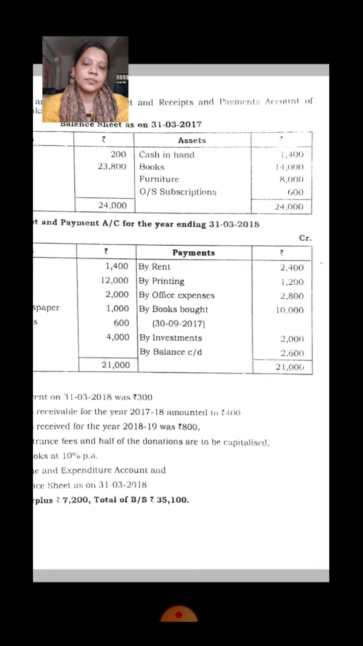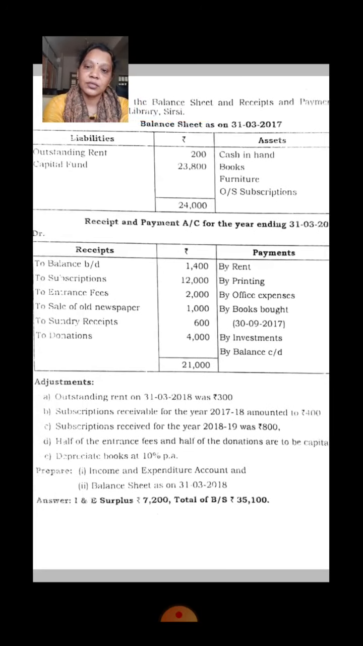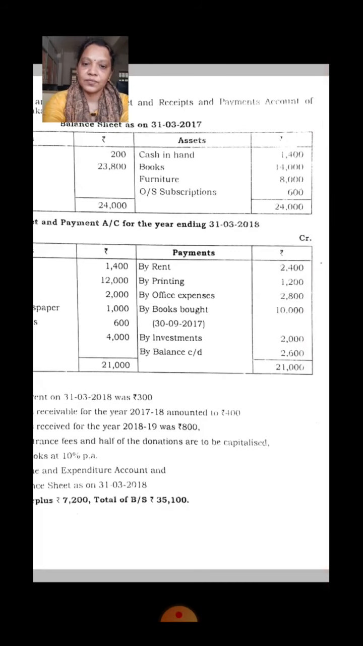Next comes the payment side. First one is rent. Okay, and this rent includes last year's rent which was outstanding in the last year, which we paid this year. So deduct that 200 from 2,400, right? Then printing 1,200, office expenses 2,800, all are revenue expenses only, these two.